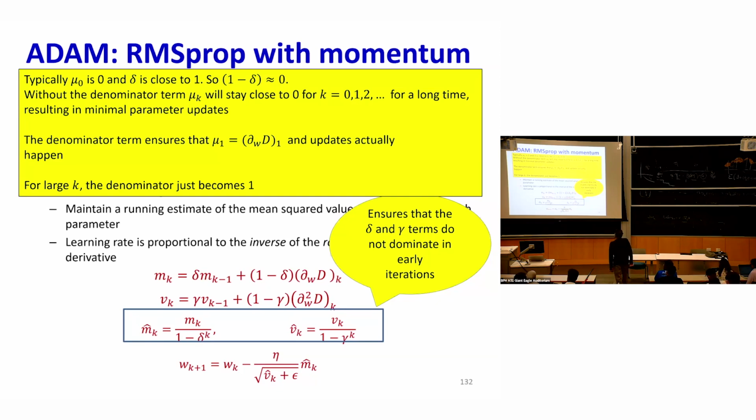So typically mu0 is going to be 0 and delta is close to 1. So 1 minus delta is close to 0. So typically if mu0 were 0 and you did not have this denominator term, then you're going to find that the running average is simply always going to be the latest sample, right? Or just going to stay close to 0. So you don't want this. If delta were 1, then this becomes 0, this becomes 1, and the mean will never update. And so you have this delta raised to k.